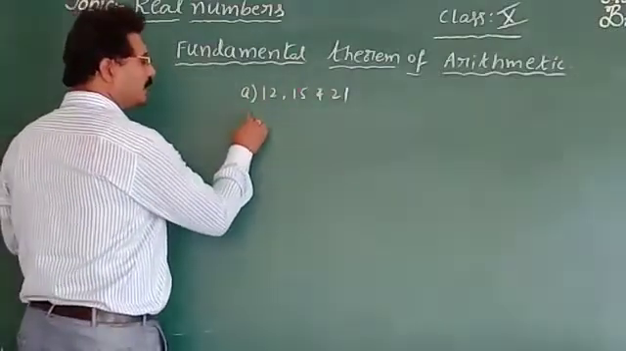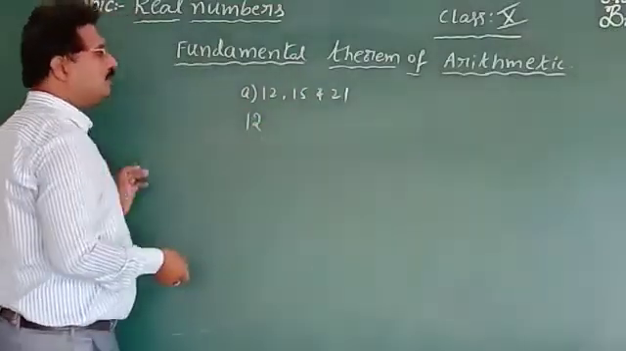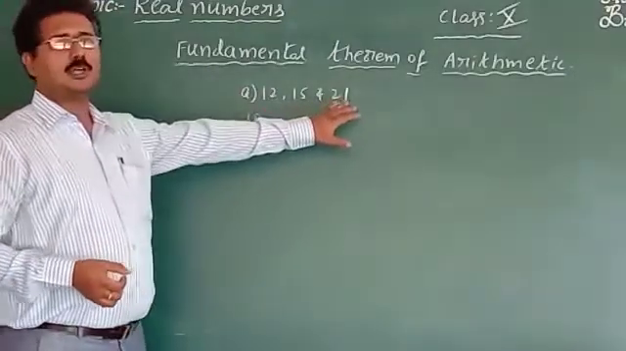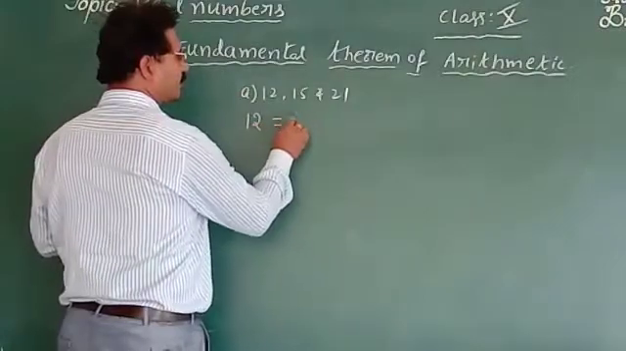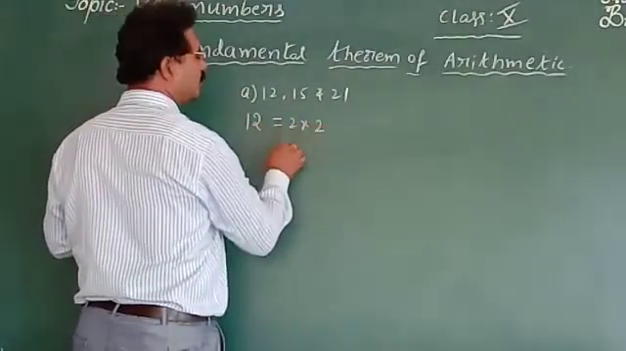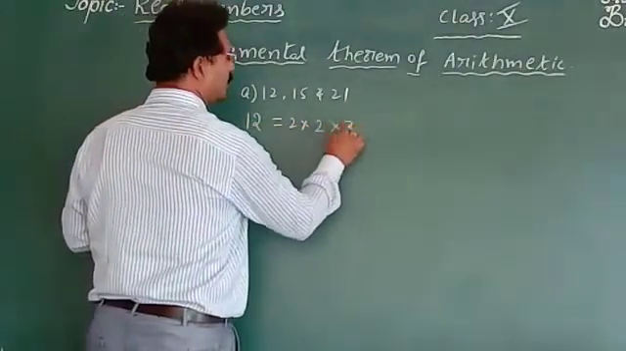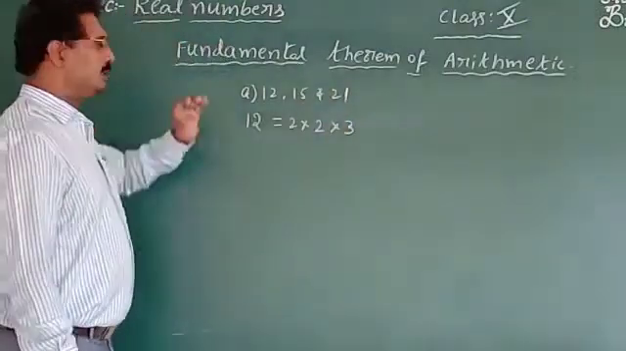First of all, you write all these three numbers as a product of primes. So 12 is equal to 2 into 2 into 3. 2 2s are 4, 4 3s are 12.